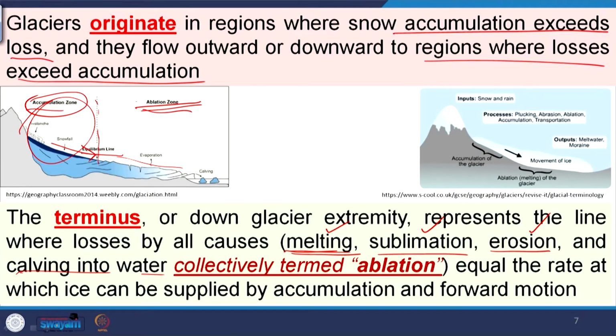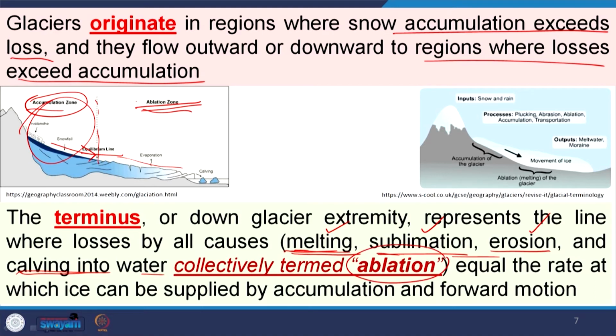It is defined by many terminologies, because its main work here is that the glacier is losing its strength, it is losing its mass. This losing may be due to melting of ice, sublimation, erosion, or calving. Calving means detaching sheets or blocks of ice from the main glacier body into water, either the ocean or a lake where this glacier melts. So, that is called calving. All these terminologies are collectively called ablation.